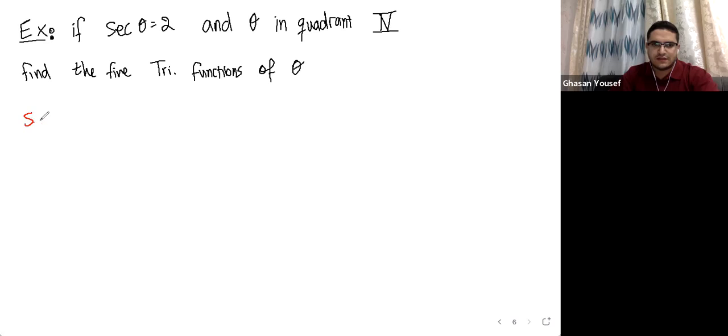Here secant of theta is given, and the secant is the reciprocal of the cosine function. So I can set cosine of theta as the reciprocal of secant, 1/2. Again, the secant function is the reciprocal of cosine, and the cosine is the reciprocal of secant. So the cosine of theta equals 1/2.